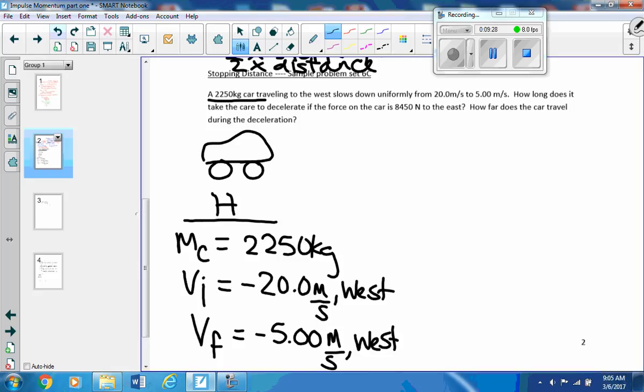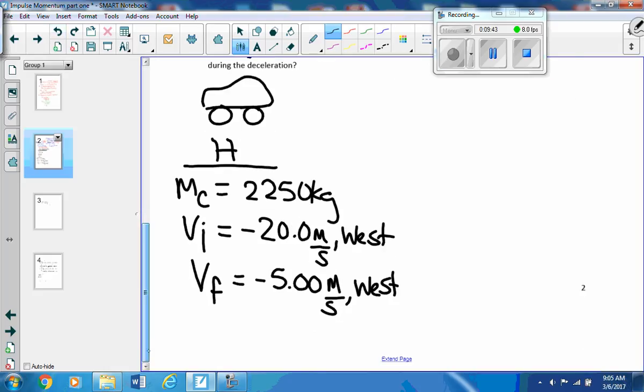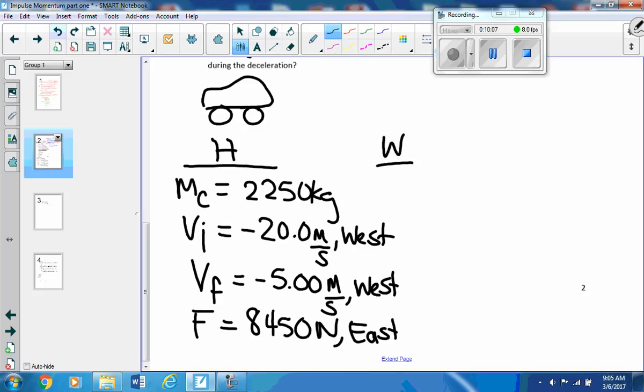Okay, and let's see. How long does it take the car, once again, you see my bad typing, the car to decelerate if the force on the car is 8,450 newtons to the east? So I am going to be applying a force, and that force is going to be positive 8,450 newtons east. So it's positive. Okay, so what I want, at least initially, is the time.